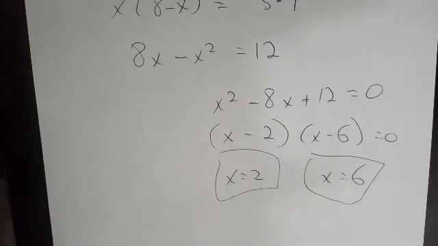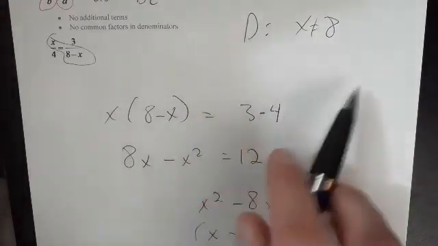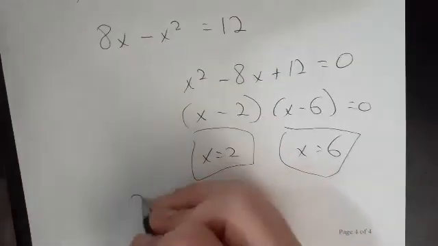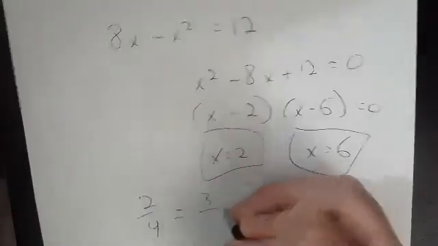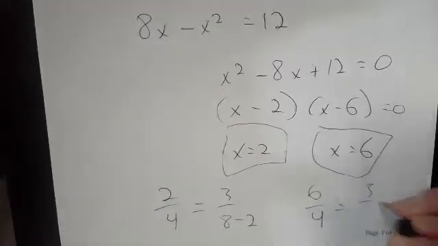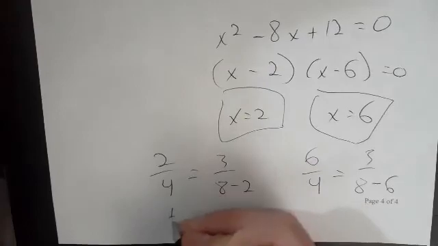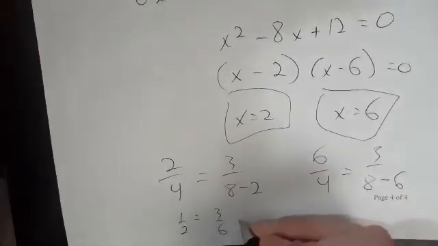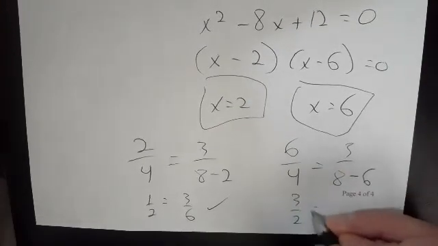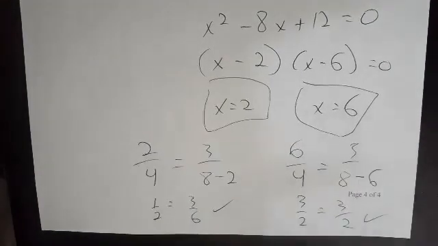I want to go back. And they should both be valid solutions, right? Neither of them is 8. But if I want to double check this thing, let's go 2 over 4. 3 over 8 minus 2, we can check that. We can check 6 over 4 and see if that is 3 over 8. 2/4 is a half. Is that equal to 3/6? I think it's good enough. Those are equivalent fractions. 6/4 is the same thing as 3/2. Is that the same thing as 3 over x minus 2 gives me 3/2? Both of these should check.